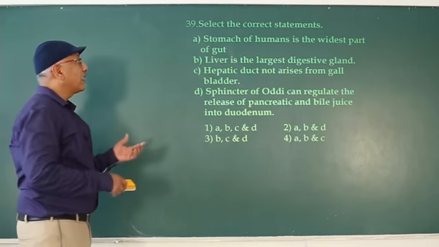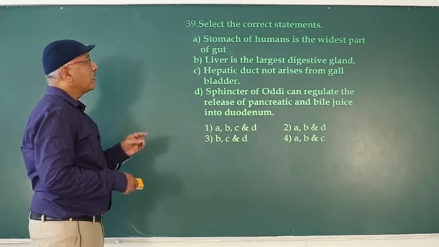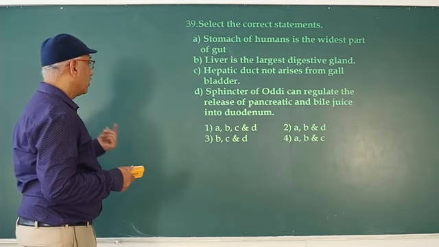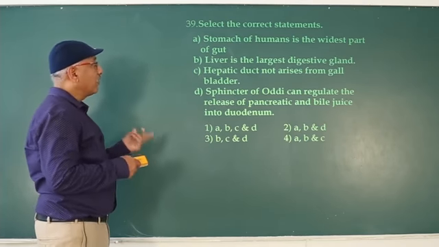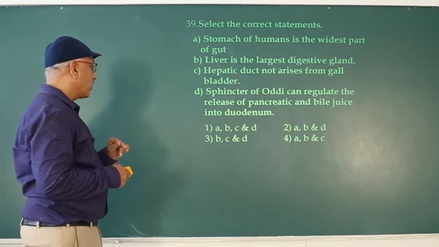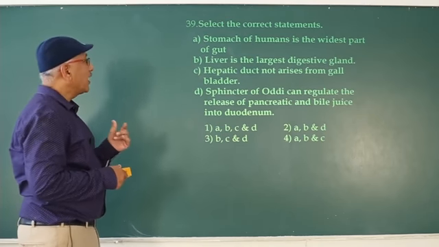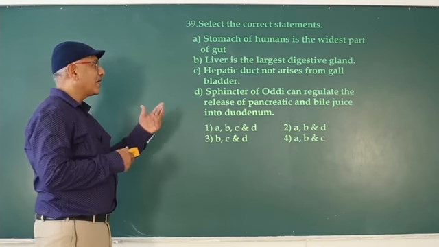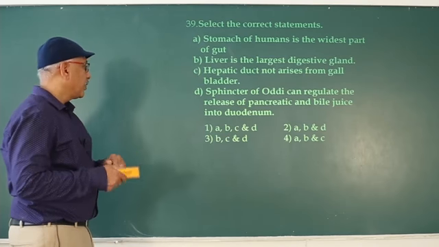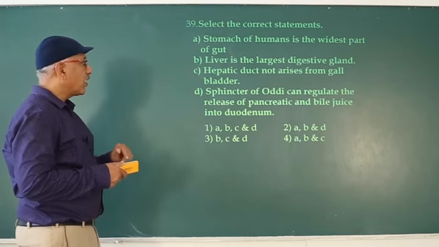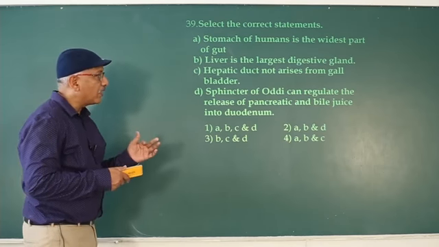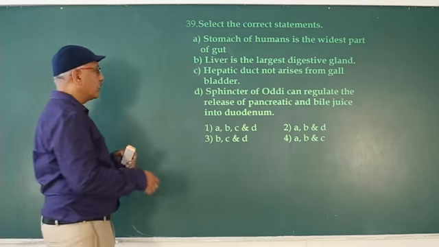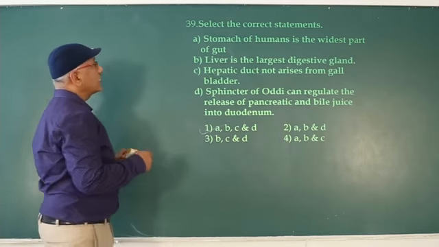Next question. Select the correct statement. The stomach of a human is the widest part of the gut. That is correct. The liver is the largest digestive gland. That is also correct. Next one, the hepatic duct does not arise from the gallbladder. That is also correct. So A, B, C are correct. Fourth one, the sphincter of Oddi can regulate the release of pancreatic and bile juice into the duodenum. That is also correct.